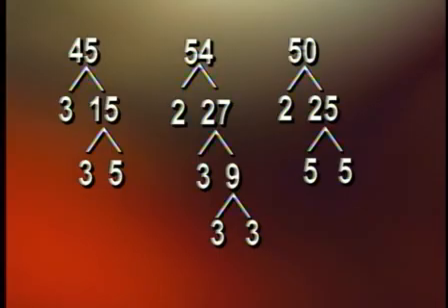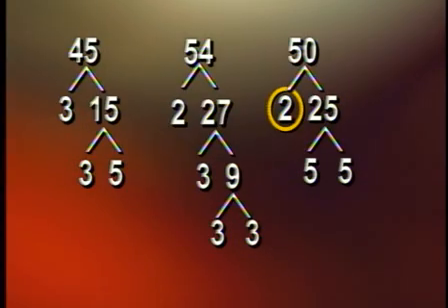We start with the prime number 2, and we look at each of the factor trees and find the factor tree that has the largest number of 2's in it. Well, you'll notice there's no 2's in 45, and 54 and 50 each only have one 2. So I circle one of those 2's. In other words, we'll need a 2.